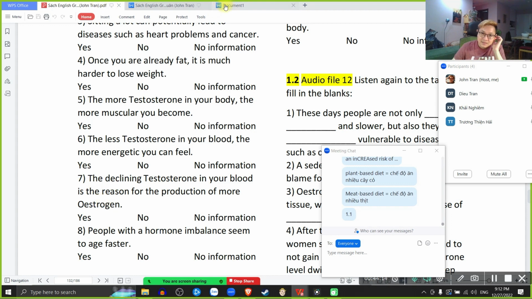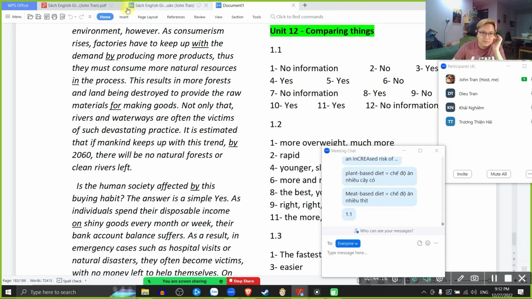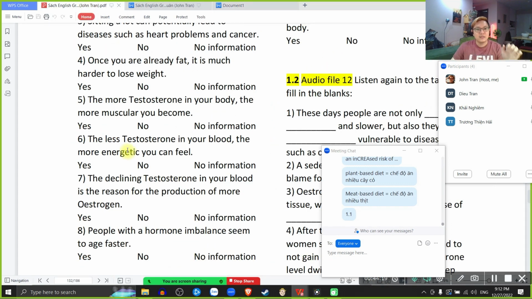Yes. It is yes, very good. Number six is a no. The less testosterone in your blood, the more energetic you can feel. Càng ít testosterone trong máu thì càng cảm thấy giàu năng lượng hơn, là sai nha. This is no. This is wrong, okay? So, what's the true one? Cái nào đúng nè? The less testosterone in your blood, the more tired you can feel. Và các bạn càng cảm thấy mệt mỏi hơn thì đúng hơn.